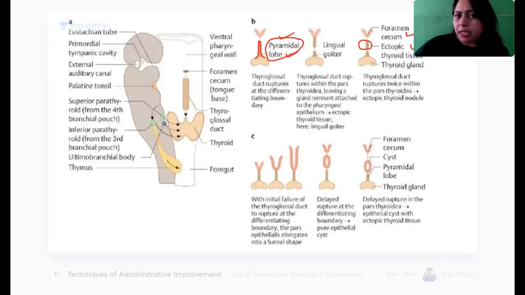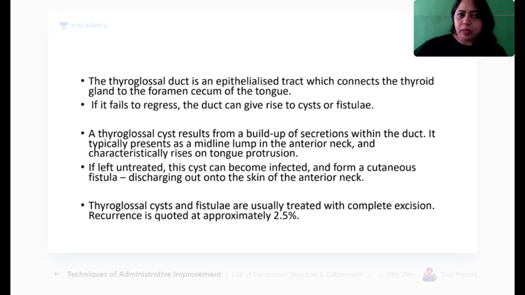It is just fine, but lingual goiter and ectopic thyroid tissue may all result in excessive tissue scattered around the neck, and it may also be felt from the surface. So this is how it will look, and it can even turn into a cyst. So thyroglossal duct, what is the thyroglossal duct? It is actually epithelialized. That means it secretes. So the buildup of secretions is a possibility. So it has an epithelial lining, and it will definitely secrete. And when it fails to regress, it can give rise to cyst or fistulae formation.